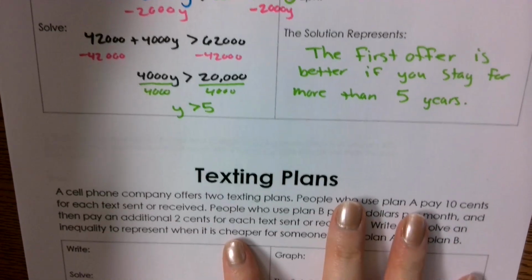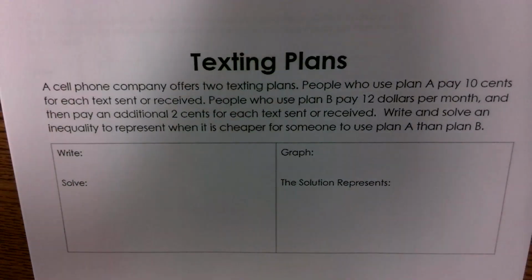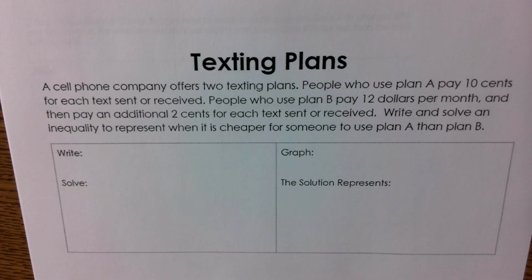All right, taking a look, same thing, texting plans. When you go for a cell phone, you have to figure out which plan is the best plan. Sometimes they might offer a free phone, but they might have more of a charge per month for the data that they're going to let you use.